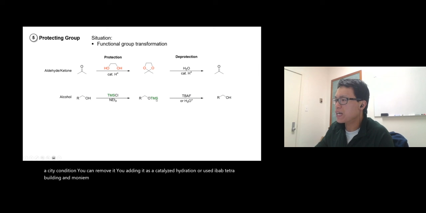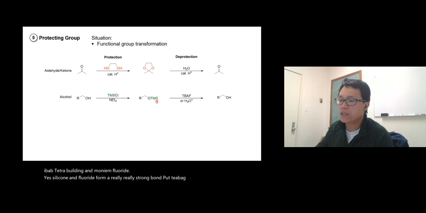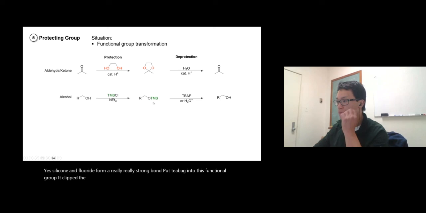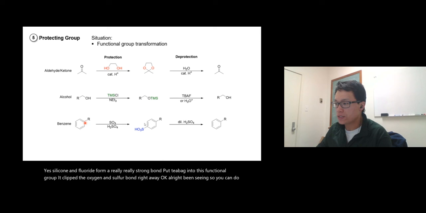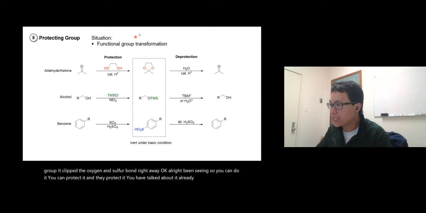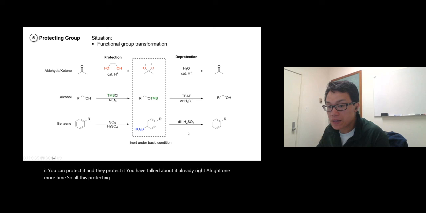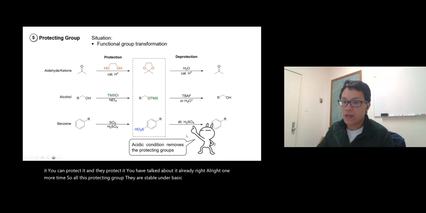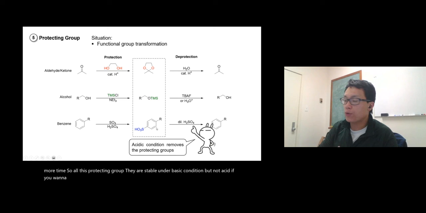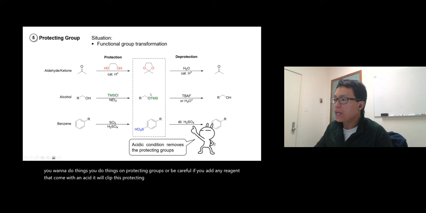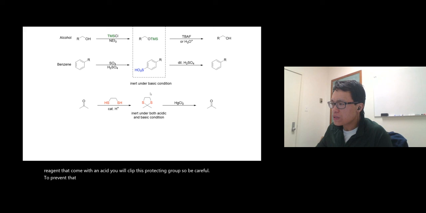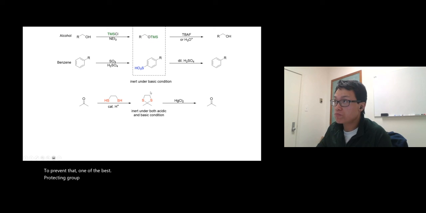Yes, silicon and fluoride form a really strong bond. Put TBAF into this functional group, and it cleaves the oxygen and silicon bond right away. You can protect and deprotect it; you have talked about this already. One more time: all these protecting groups are stable under basic condition, but not acid. If you want to do things with protecting groups, be careful. If you add any reagent that comes with an acid, it will cleave the protecting group.